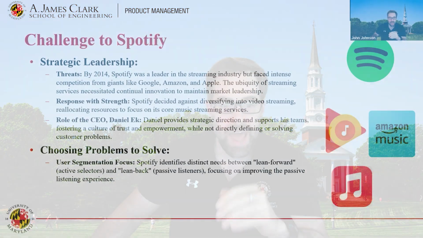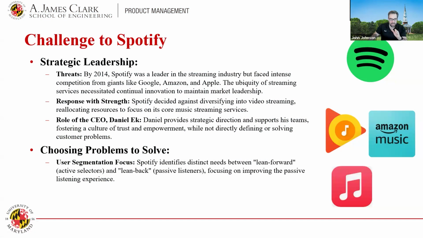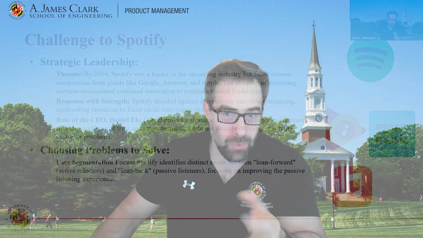of their customer base. And the way they did this was they segmented in terms of two different types of listeners. There's a lean forward listener that was kind of their early adopter listener, the kind that would actively select playlists and add it to their Spotify playlists and were really passionate about music, and they were very actively engaged in selecting what they wanted.